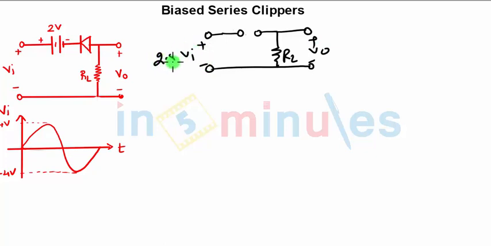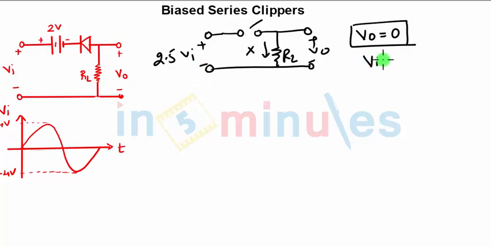Now this is 2.5 and RL. This is open circuited. Since there is no current through RL, your output voltage VO will be 0. For how much value? Now your VI will go from 2.5 to 3, to 4. So in that case your VO will remain as 0 volts.